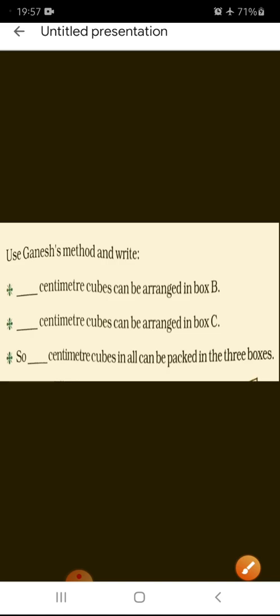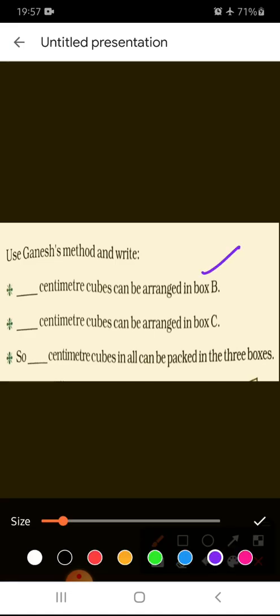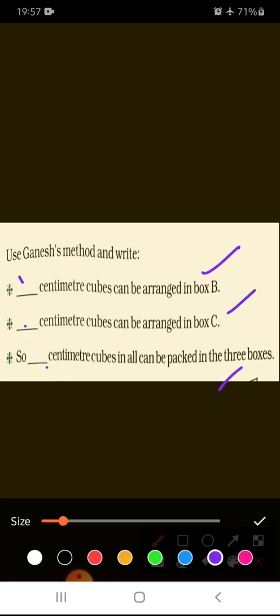Okay, so now you have to flip the page, and in this one you can see you have to write the volume of all the boxes. You have to write the volume in these boxes.